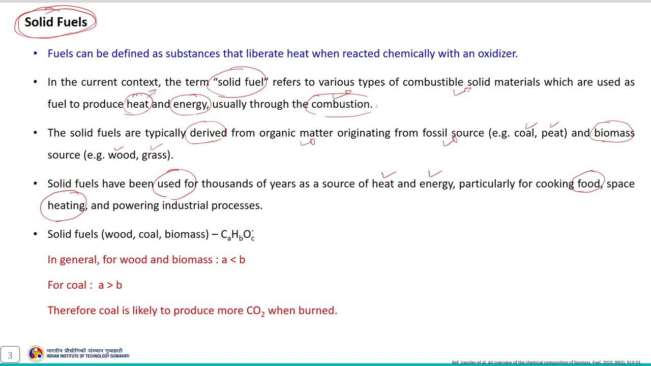And these solid fuels are chemically represented in this form, that is C, H and O. In general, for wood and biomass material, this A is less than B, that means the carbon content in the wood and biomass source material is less than that of the hydrogen. However, for the coal, this A is greater than B, that means coal contains more carbon than hydrogen, and therefore when the coal is burned, it produces more carbon dioxide. And if you recollect our discussion in one of the lectures in module 1, we discussed the composition of the solid fuels, and there we talked about the biomass composition and composition of coal as well. And there also we discussed that the coal contains more carbon in its composition than that of the biomass.